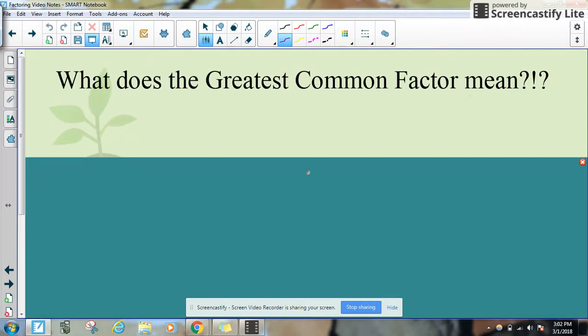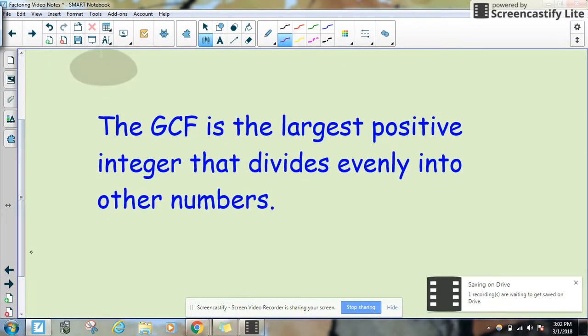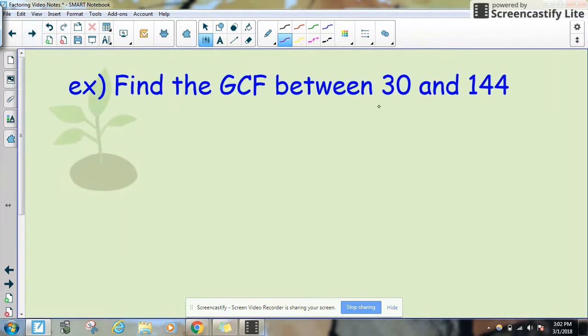So what exactly does that mean when you're trying to find a greatest common factor? Here's the definition. The greatest common factor is known as the largest positive integer that divides evenly into a couple of numbers. Okay, so it's the largest positive integer that divides evenly into those numbers. Let's try a practice example. I want to find the GCF between 30 and 144.